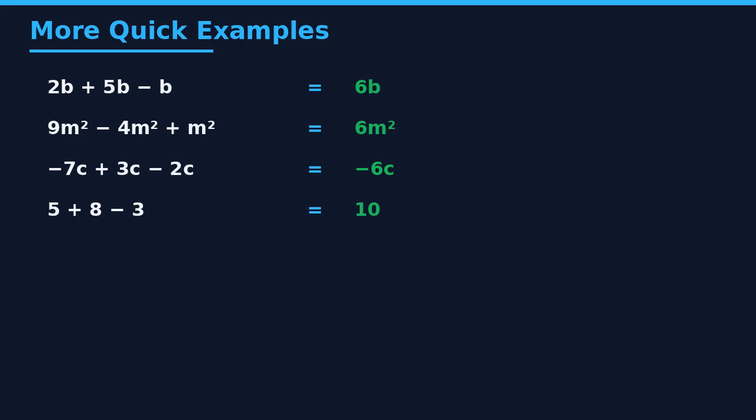Here are more quick examples. 2b plus 5b minus b equals 6b. 9m squared minus 4m squared plus m squared equals 6m squared. Negative 7c plus 3c minus 2c equals negative 6c. And 5 plus 8 minus 3 equals 10.